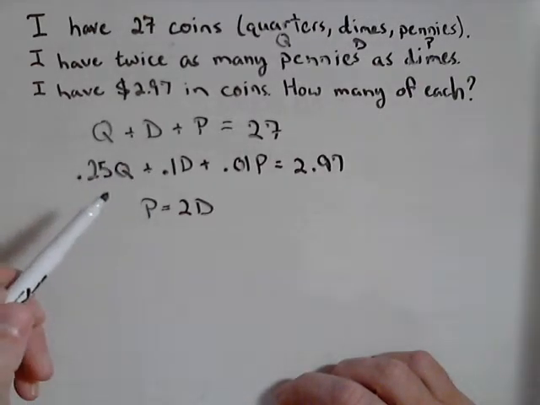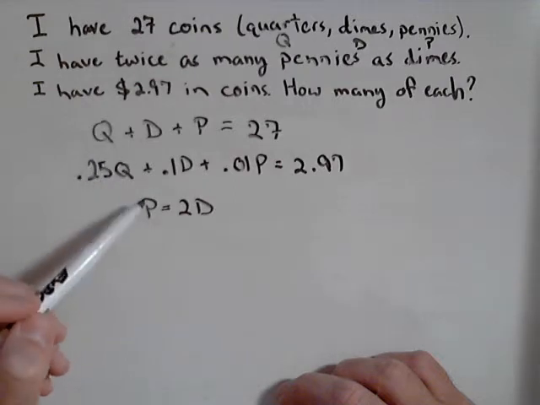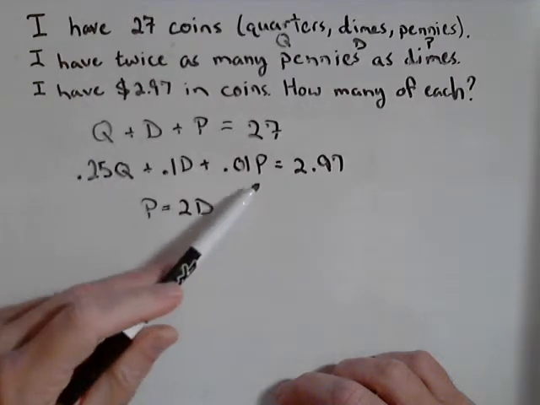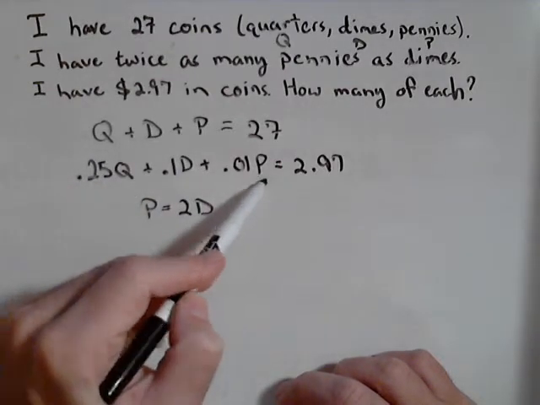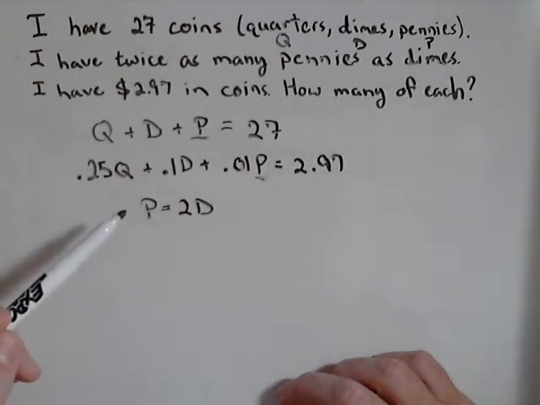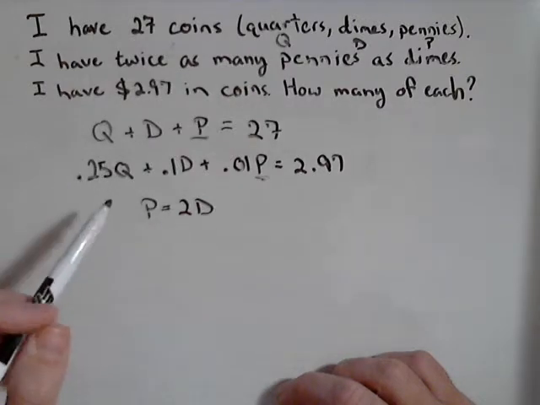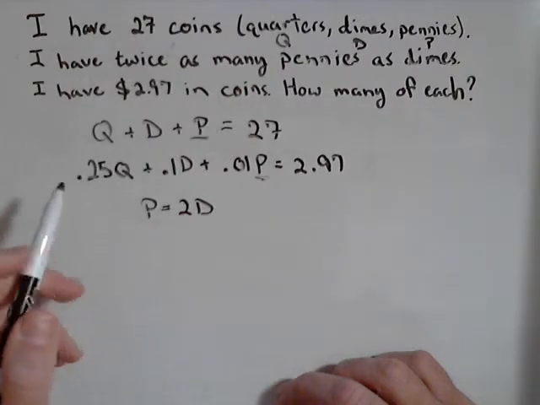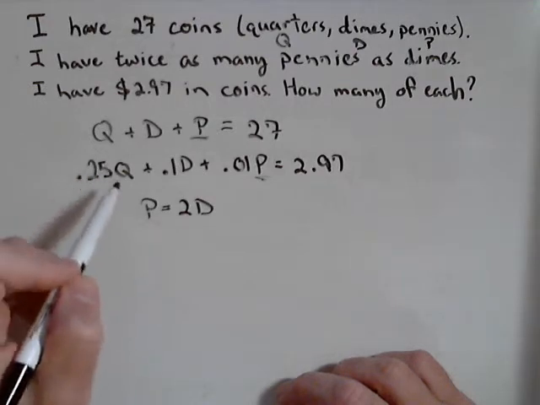Now solving this, we have two choices. First choice is, I know that P is equal to 2D, so I could sub that in for my P here, simplify, and I've got a 2 by 2 system. The other option is to use matrices. So let's talk about using matrices.